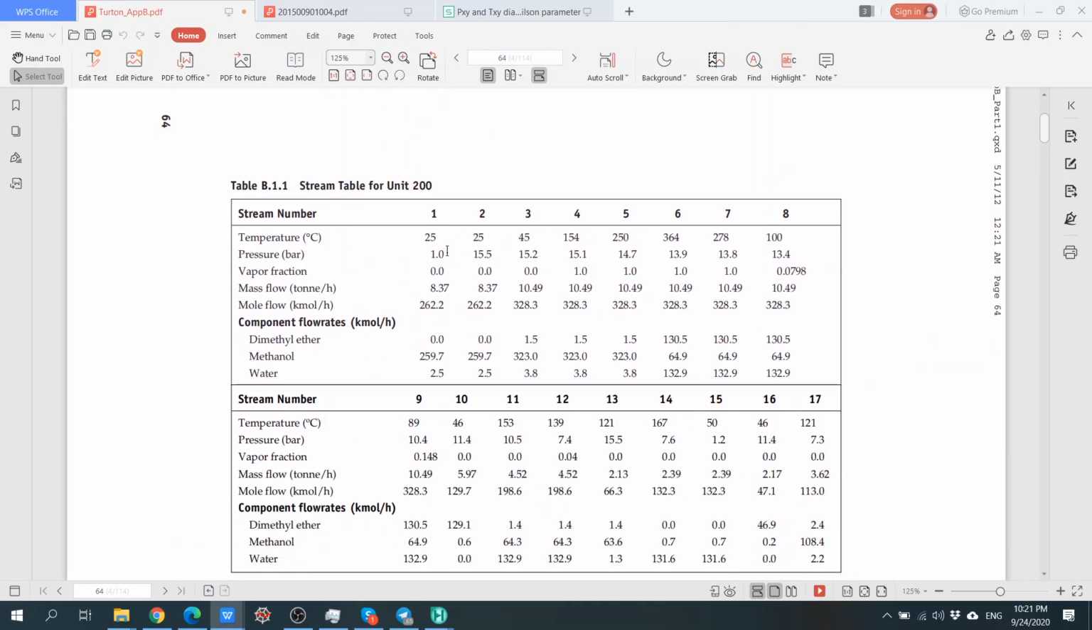So stream number 1, 25 degrees C, 1 bar, and then we have these moles and we have this flow. The easiest way, because we already have the flow rates, is to just key in the flow rate. And then temperature, pressure, and vapor fraction. Which one do you prefer to key in? Because we cannot key in all of these 3.